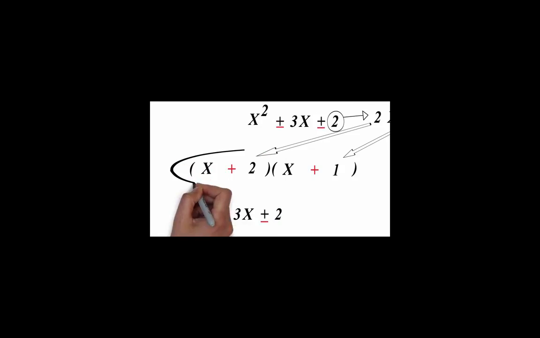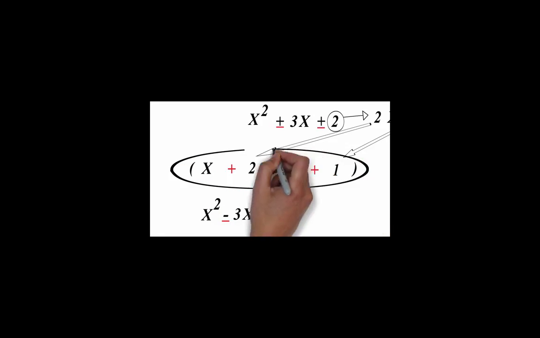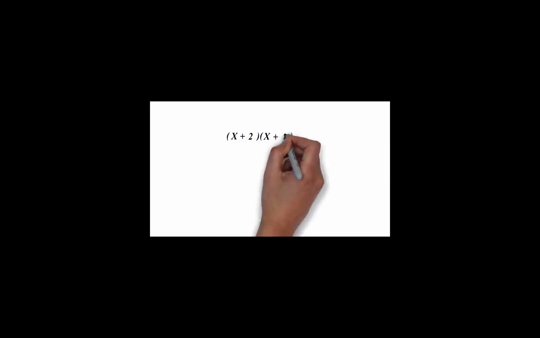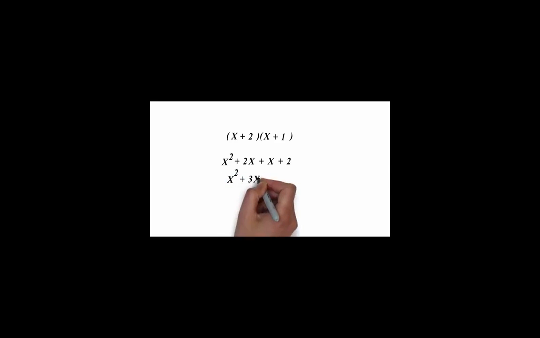So for our expression x squared plus 3x plus 2, our final answer is (x + 2)(x + 1). To check our answer, we can now multiply our answer back out. So (x + 2)(x + 1), we'll get x squared plus 2x plus x plus 2. And then we combine our like terms, we get x squared plus 3x plus 2.